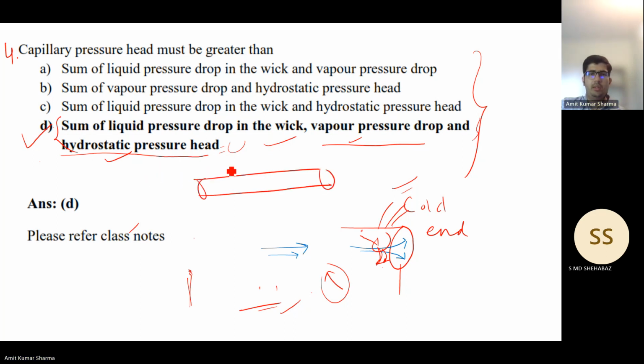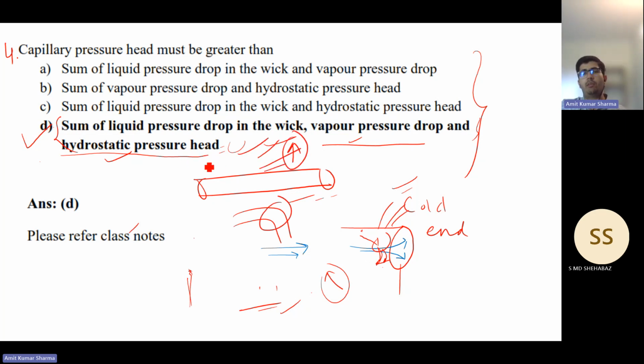Suppose a straight heat pipe, but if there is a bend also, then due to this bend, this pressure head will further increase. Suppose the capillary pressure head is 10, just assume any 10, and this summation is 7. So 10 is greater than 7, a difference of plus 3. So the capillary action will be there and the heat performance will be good.